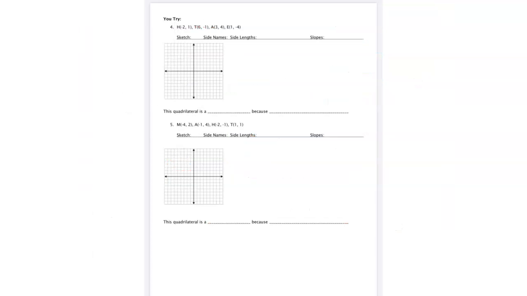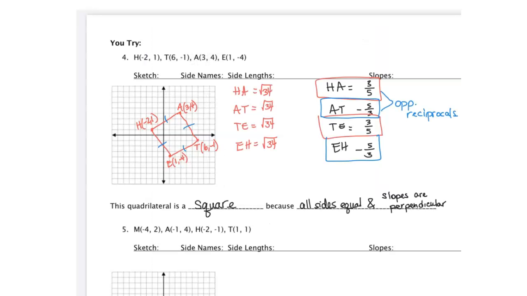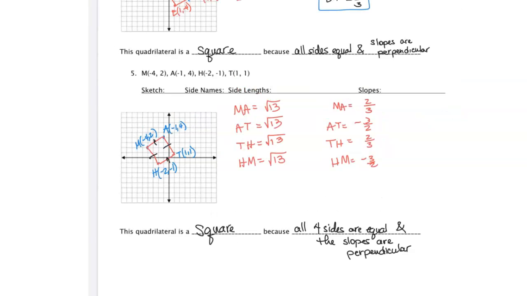All right, for numbers 4 and 5, please try the 2U try problems. All right, so our answer for number 4 is that this quadrilateral is a square because all sides are equal and the slopes are perpendicular. Please take a look at the work. All right, and lastly, number 5, this quadrilateral is also a square because all four sides are equal and the slopes are perpendicular.